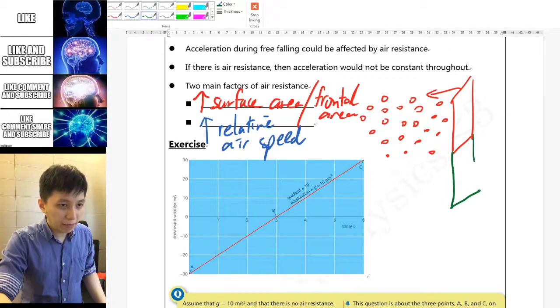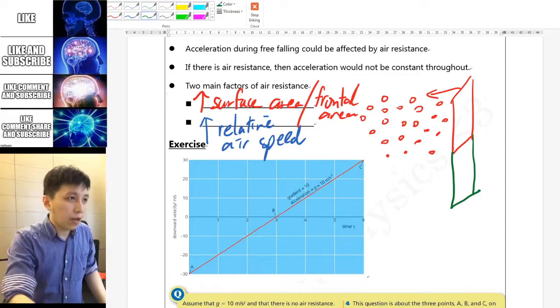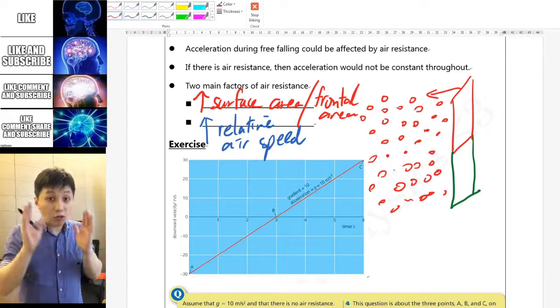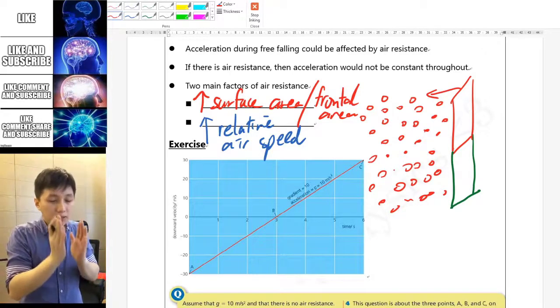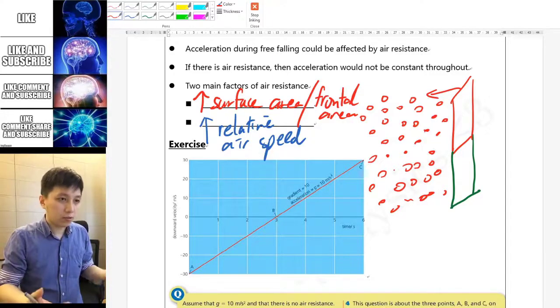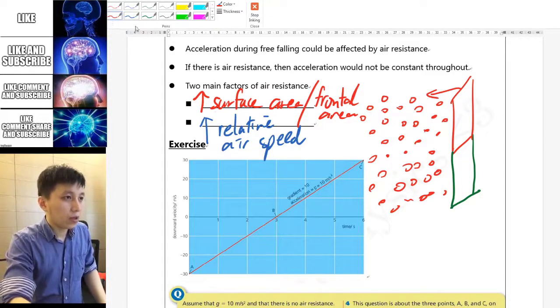Imagine you have a bigger piece of paper, so like increasing the frontal area or surface area. And then again, air is everywhere, right? So when you move this bigger piece of paper through the air, then obviously you are colliding with more air particles. So that's why air resistance will increase. So this is the explanation. You can write it down somewhere in your notes.